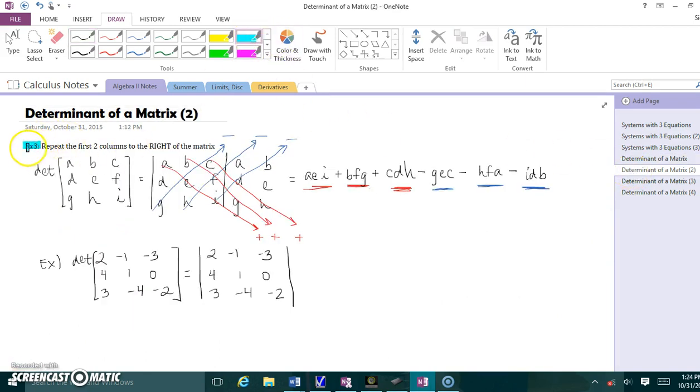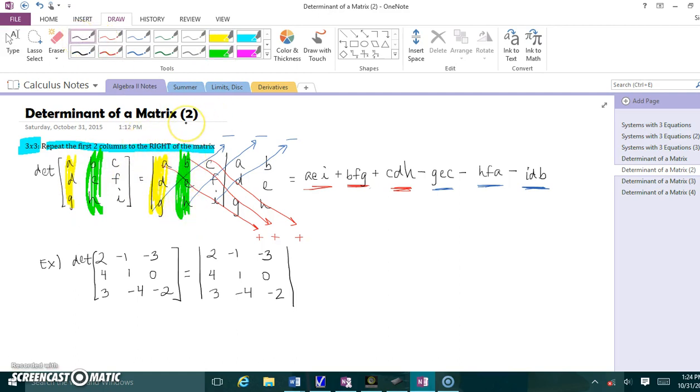3 by 3s are a little bit more complicated. Repeat the first 2 columns to the right of the matrix. So this is not nice and quick like a 2 by 2 where you're just subtracting 2 numbers. This one here, we cannot just say, oh, let's do this minus this. It doesn't work like that. The way we have to do it is take this column and repeat it here, and take this column and repeat it here. So I'll write this down.